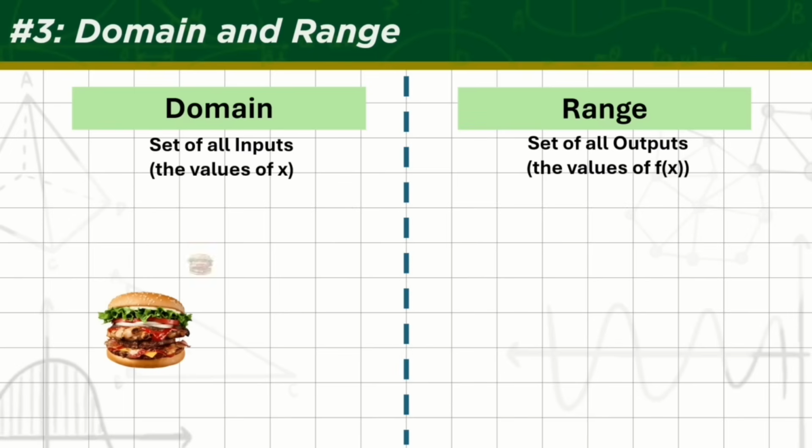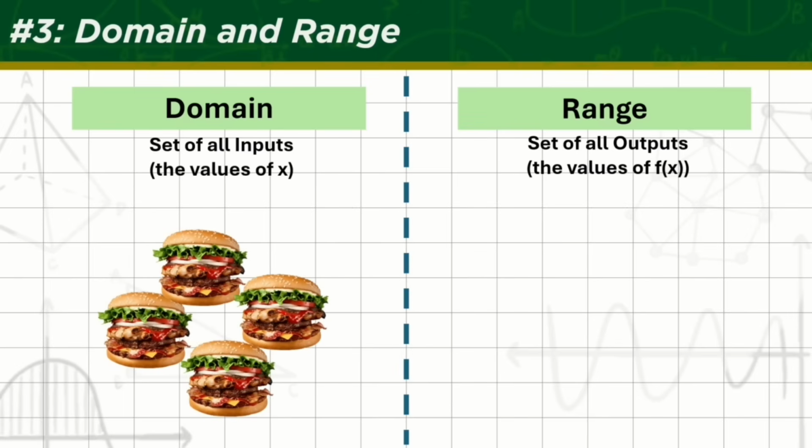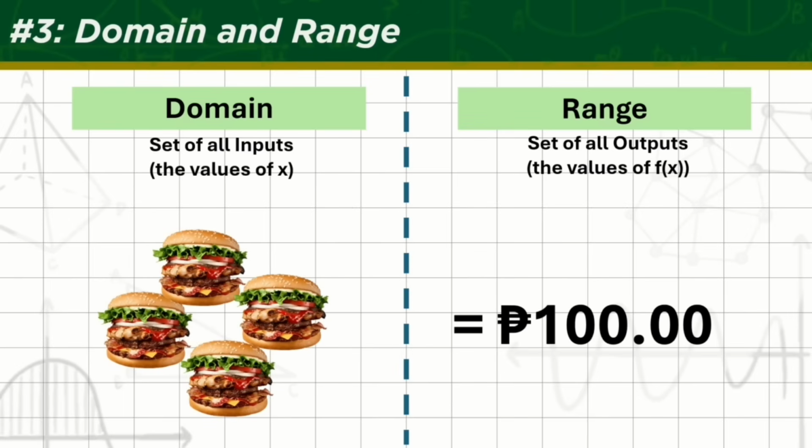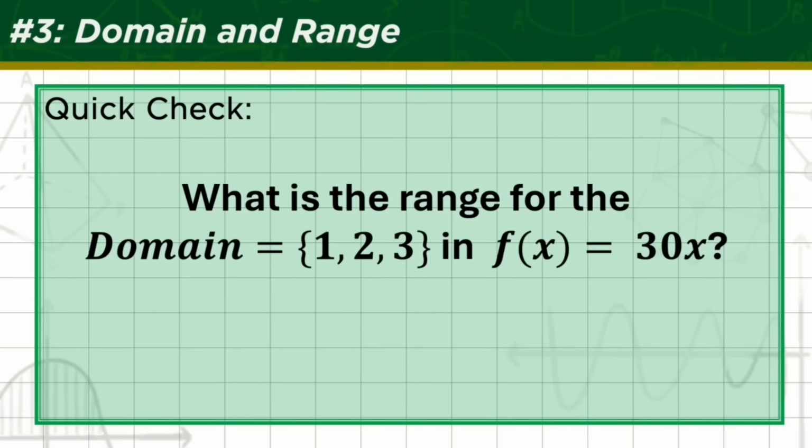The domain refers to the number of burgers you choose to buy. And the range is the total amount you have to pay, depending on what you choose. Now, let's have a quick check.